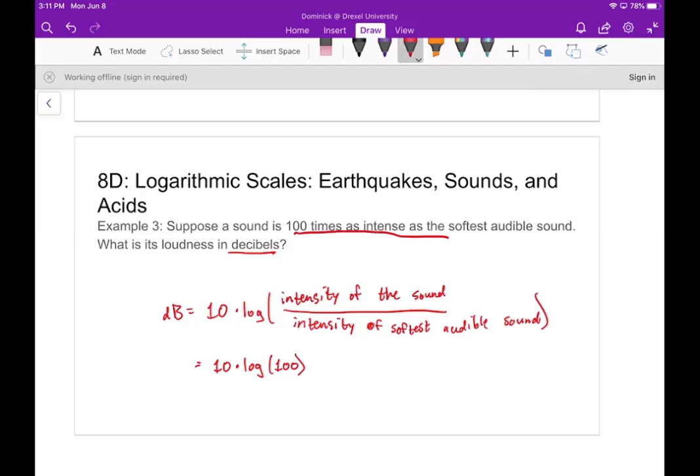Right? So if we plug this in, we're going to get 10 times log of 100, and log of 100 would just be 2. So this is going to result in a 20 decibel sound, right? And just for a frame of reference, a 20 decibel sound is something like a whisper. So even though it's 100 times as intense as the softest audible sound, we're only going to get the loudness of about what a whisper is.